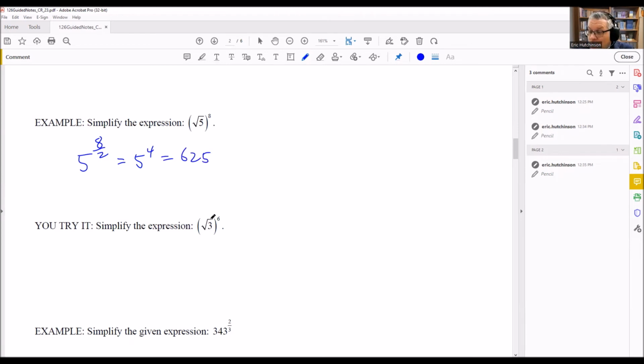Let's do a similar one. Let's do this here. So we have 3. And again, you're going to do the outside power and it'll be divided by a 2 again because inside here we have a square root. So it's going to be 6 divided by 2. And that means we have 3 cubed, and 3 cubed is going to be 27.